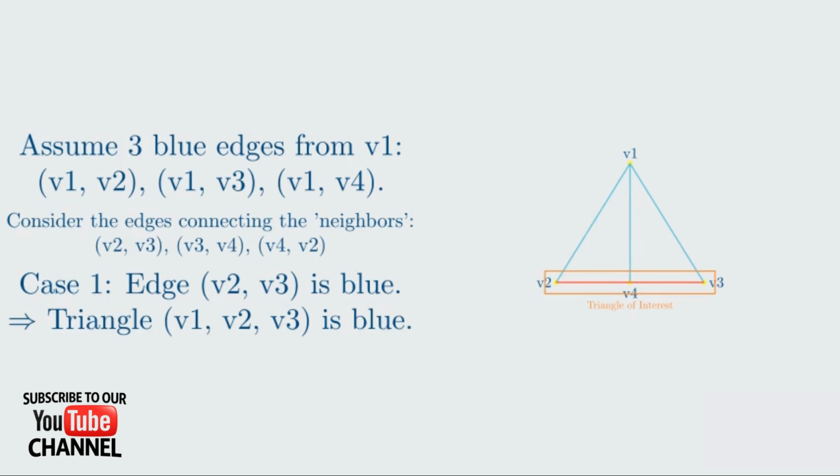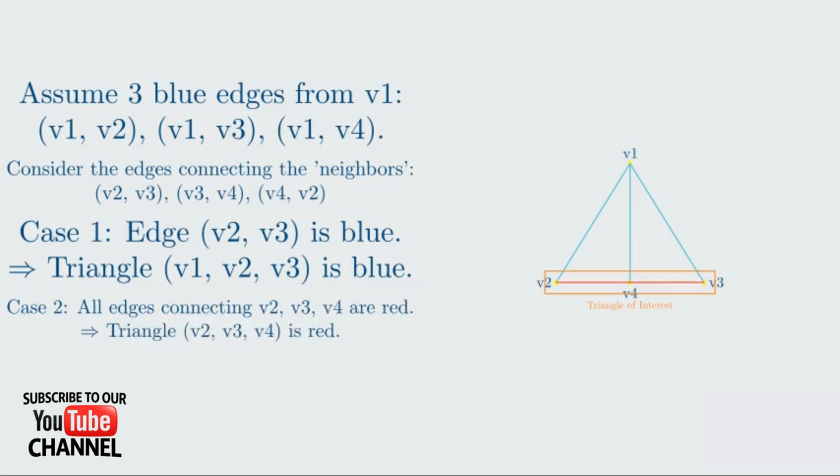Mission accomplished. What is the only scenario where we do not find a blue triangle? It's if all three edges in our triangle of interest, V2-V3, V3-V4, and V4-V2, are red. But if they are all red, then the vertices V2, V3, and V4 form a red triangle. Our mission is accomplished this way instead.